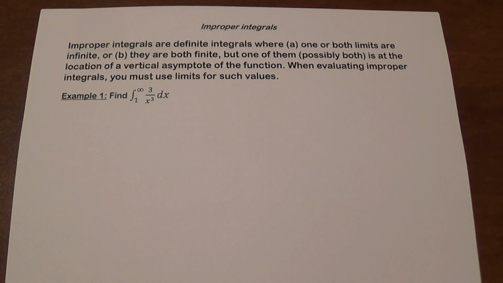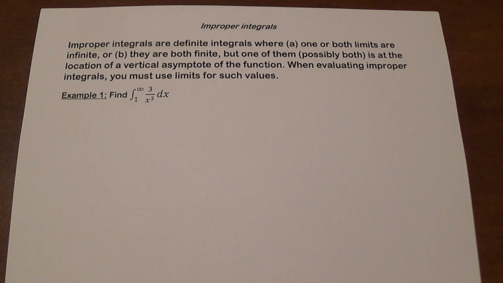Hi, today we are going to talk about improper integrals. Improper integrals are definite integrals where one of the limits is infinity, or possibly both, or they're both finite, but one or both could be at the location of a vertical asymptote. In other words, where the function is not defined. So when you evaluate improper integrals, you will have to use limits.